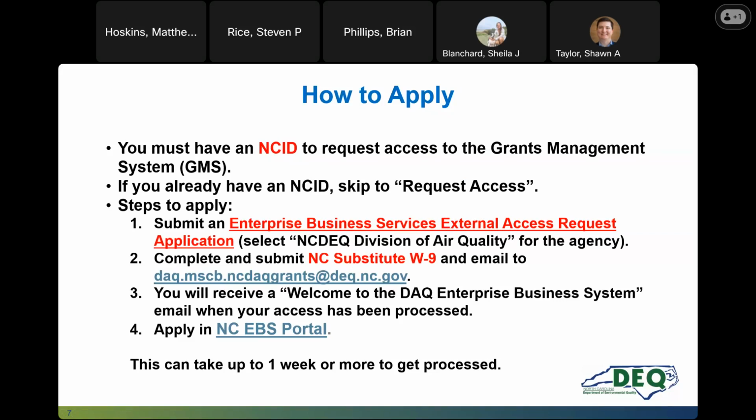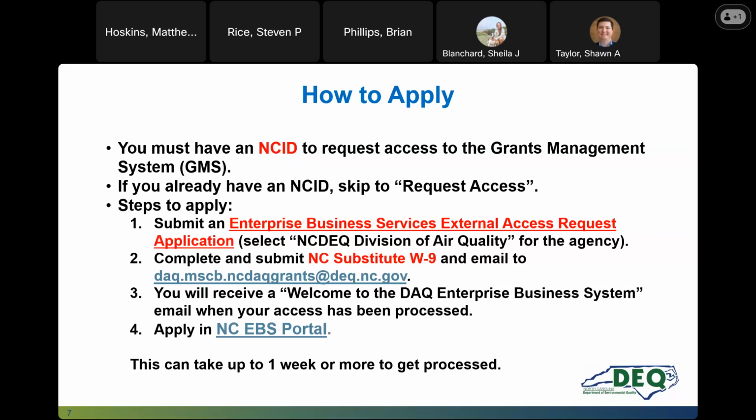You're going to send that W-9, when you fill it out, to this email, DAQ Mobile Source MSCB NCDAQ grants at deqnc.gov, just as an attachment. And they're going to link that with your access application that is submitted via the website, and then get you into the system. Once you're in that system, you'll receive a welcome to the DAQ Enterprise Business System. And that means that you're able to get in the GMS. That means you're able to start an application.